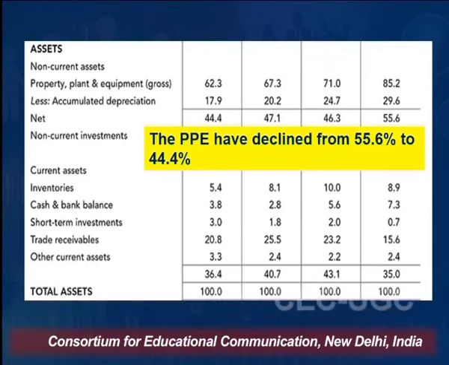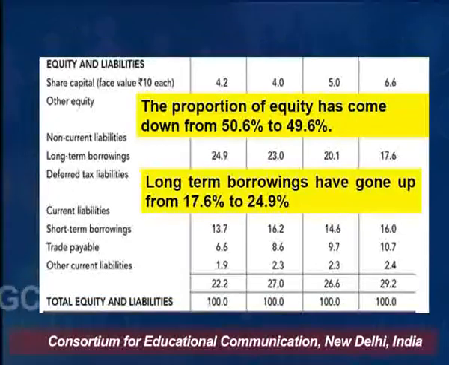So now you can draw an inference out of the data provided in the balance sheet. When it is prepared like this, you can easily find that earlier it was 55.6%, now it has declined to 44.4%. The same can be done for other items also. The cash, which was 7.3%, now it has become 3.8%, cash and bank balance. So this is the beauty of this comparative common size statement.